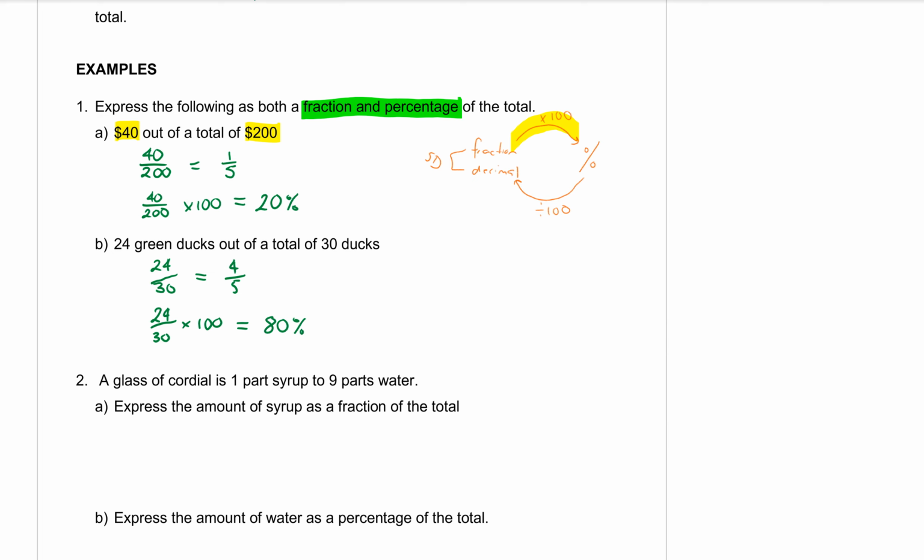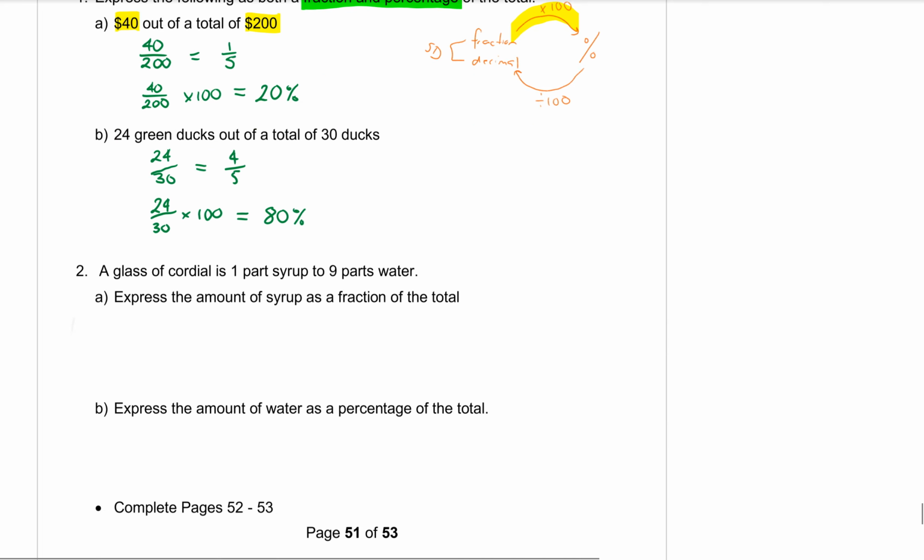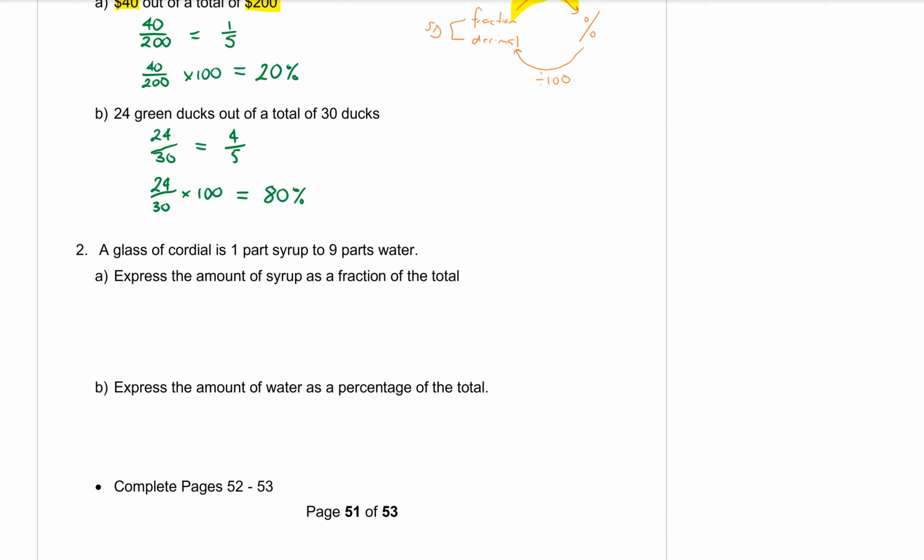Question 2. A glass of cordial is made up of 1 part syrup to 9 parts water. Express the amount of syrup as a fraction of the total. Now we know that there was 1 part syrup. How many parts are there in total? Jai? 10, correct. So there's 1 part syrup and 9 parts of water. That means 10 parts altogether. 1 out of the 10 was syrup. Okay, so careful with those. A lot of people would be tempted to go 1/9. Okay, it's 1 over the total.